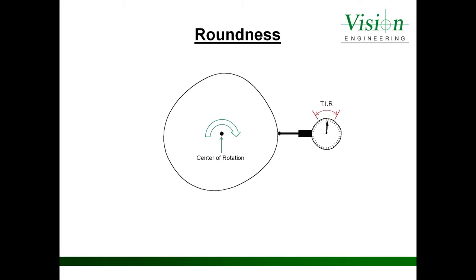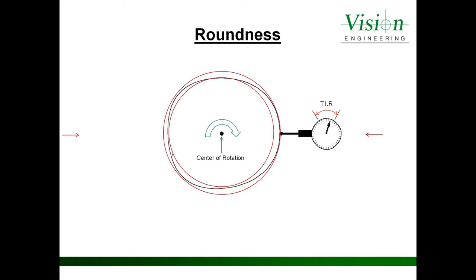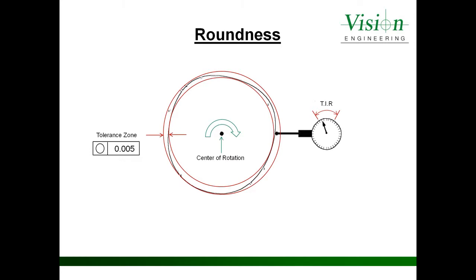And providing that our total indicator reading does not go outside of our tolerance zone of 0.005, then the part can be considered as in tolerance. If it goes outside of this tolerance zone, then the part is out of round. Now let's take a look at how we'd inspect roundness in our readout.